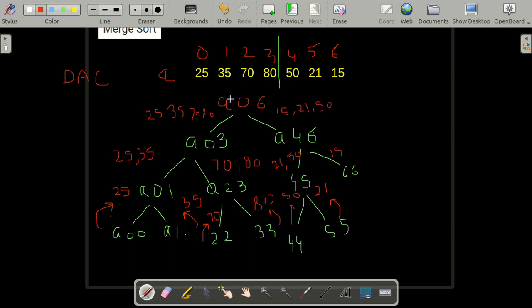Now A 0,6 has the solution to both its subproblems, and at the last it will apply the merge algorithm and we'll have 15, 21, 25, 35, 50, 70 and 80. And this is our sorted array.